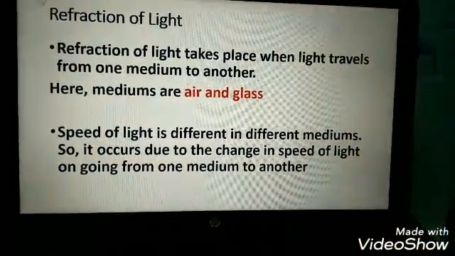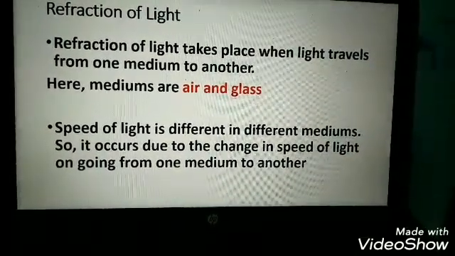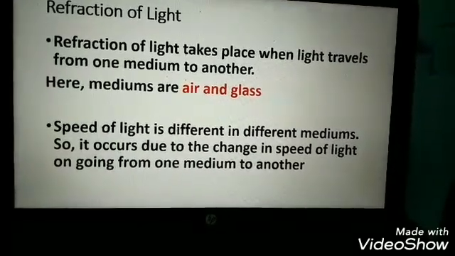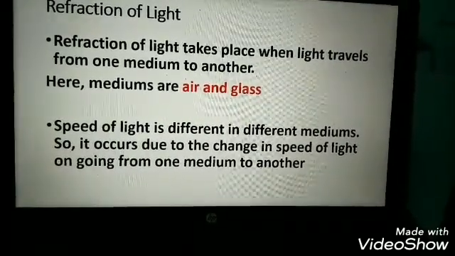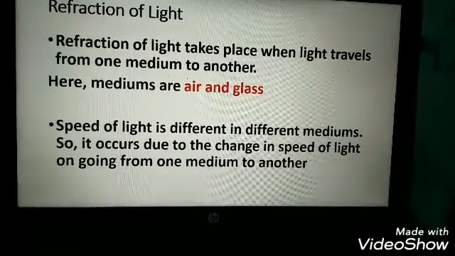Before stepping into the topic, you already know about refraction of light. Refraction of light takes place when light travels from one medium to the other. Here the two mediums which are considered are air and glass. The second question is why there is a slight bend in the glass slab.